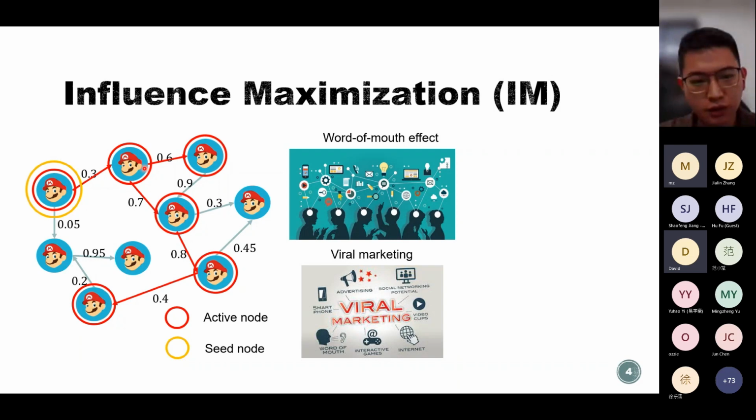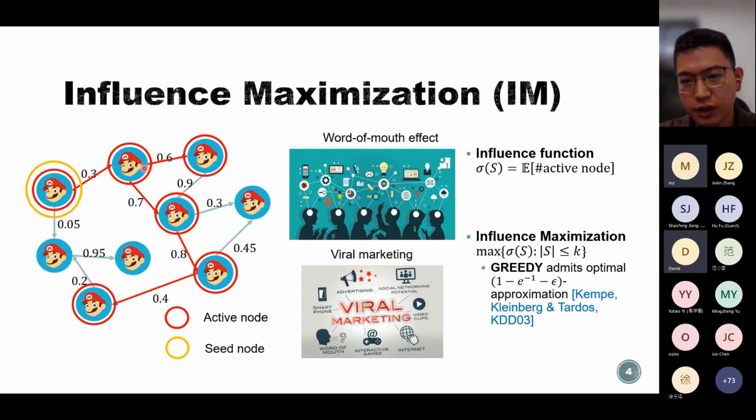Using this effect, the advertiser can advertise over the social network. Roughly speaking, he can select a set of nodes to release the ads. Then the ads will spread over the social network. This method is called viral marketing. Using mathematical language, we can define the influence function as follows. For a given seed set S, we use sigma of S to denote its function value, meaning the number of active nodes if the information spreads from S. Once we define the influence function, we can define the influence maximization problem. That is, we select at most k nodes to maximize the influence of the selected nodes.